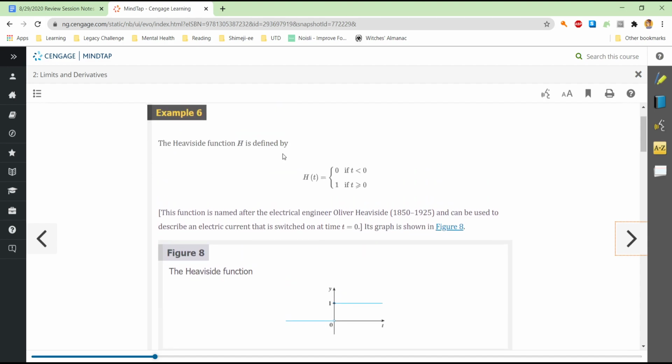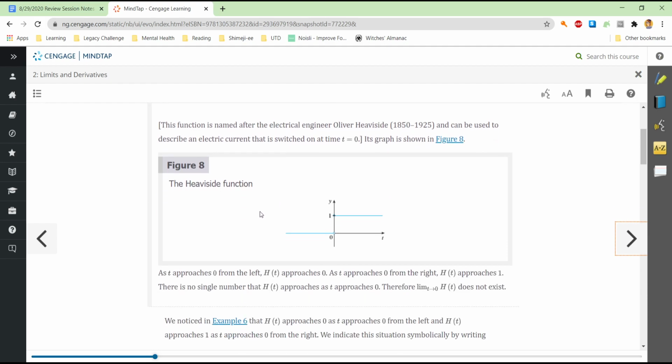This is defined by this right here. So the value of h of t will be 0 if t is less than 0, or h of t will be 1 if t is greater than or equal to 0.